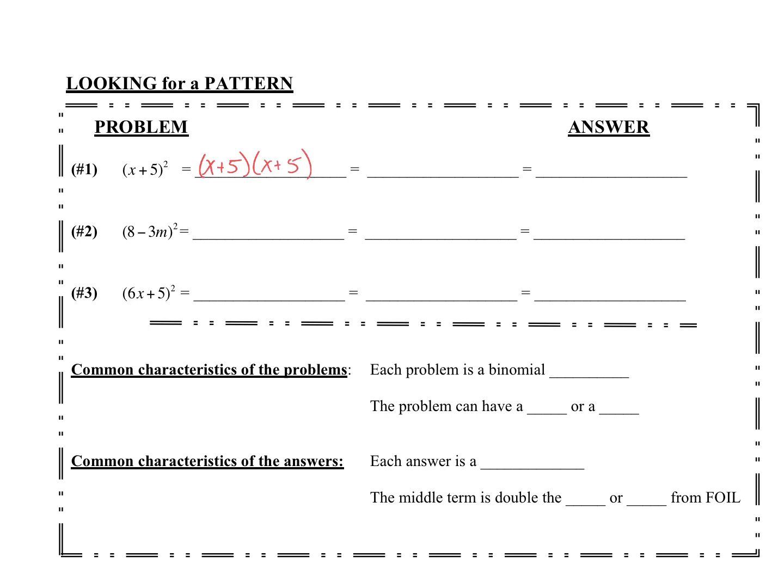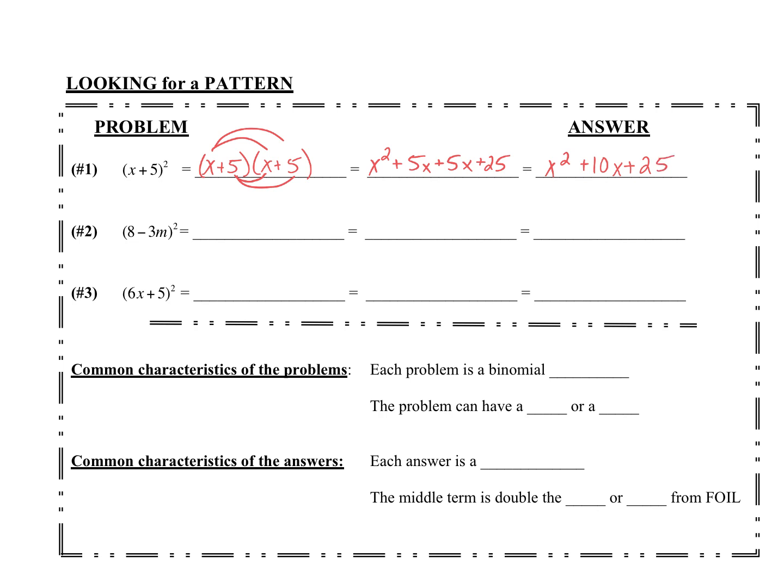If we FOIL that out, x times x is x squared. 5 times x is 5x. And then 5 times x is 5x. And 5 times 5 is 25. So we did the first, then the outsides, then the insides, and the last. We did our foiling there. And if we simplify this, we get x squared plus 10x plus 25.